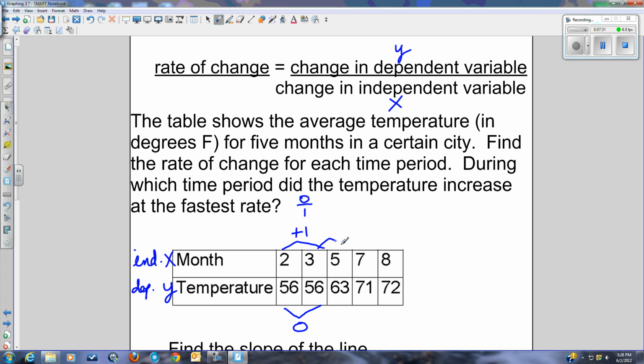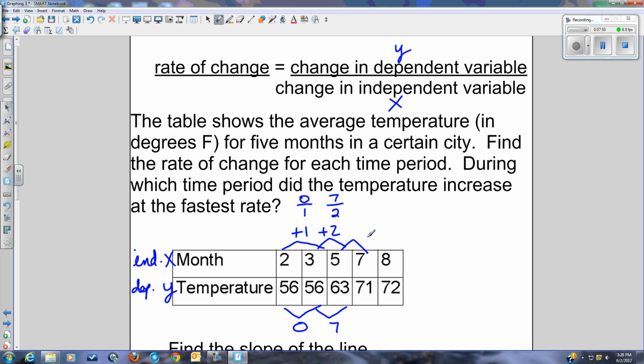Now from months 3 to 5, we had a difference of 2 months, and the temperature went from 56 to 63, so that's positive 7. So we put the y value, change in y, which was 7, over the x value, which is 2. Let's go to the next one.